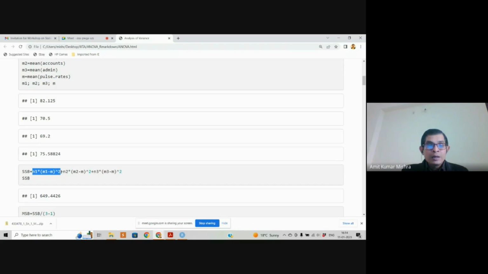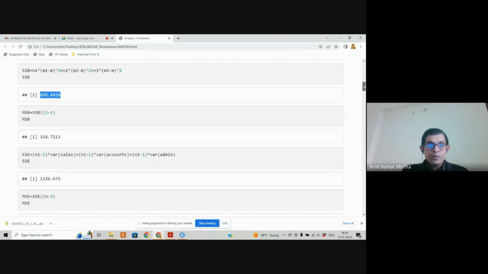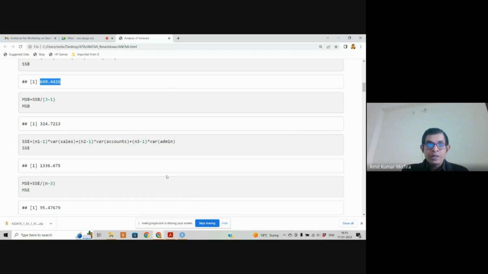plus n2 star (m2 minus m) whole square plus n3 star (m3 minus m) whole square. So I am getting SSB. I am taking the print of SSB. This comes out to be 649.4426. Okay, which you can see there. Now we are focusing upon MSB, which is SSB divided by K minus 1. K minus 1 means the number of treatments, 3, minus 1. That means SSB divided by 2.